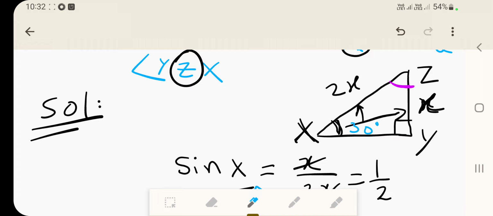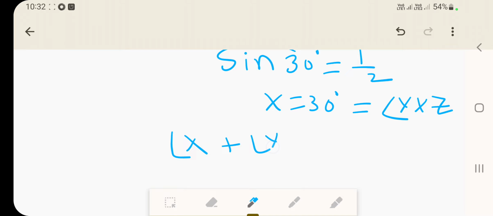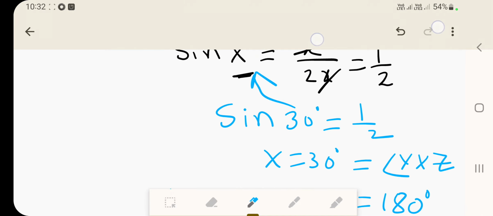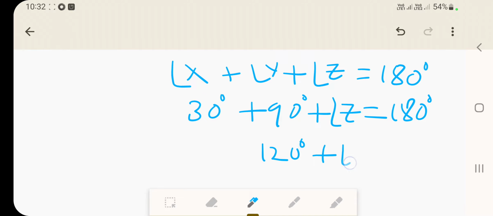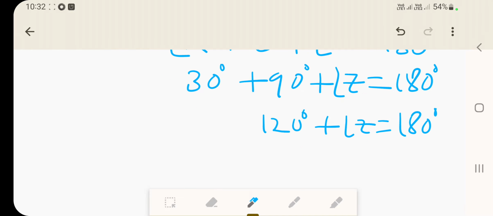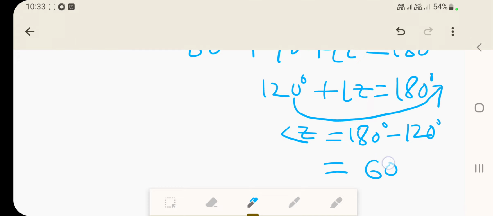So the angle X is 30, angle Y is 90 degrees. Now we have to find angle YZX, that is the pink colored one which I have marked here. The sum of the angles of a triangle, angle X plus angle Y plus angle Z, is equal to 180 degrees. We know that angle X is 30, angle Y is 90, and angle Z we have to calculate. 90 plus 30 is 120, plus angle Z is equal to 180 degrees. Now bring this 120 to the right hand side, and we have angle Z is equal to 180 minus 120, which is nothing but 60 degrees. So this is the answer for angle YZX.